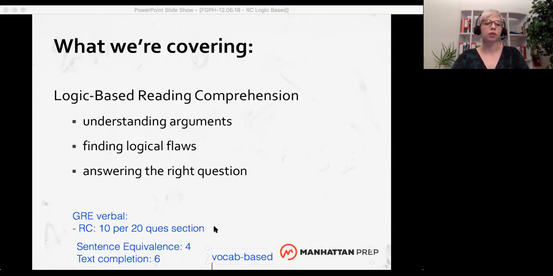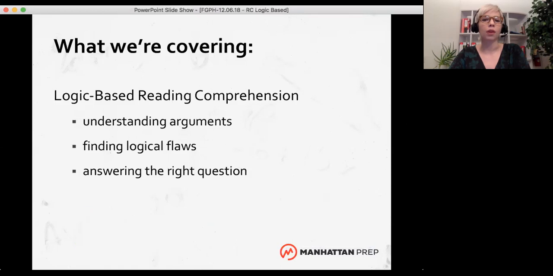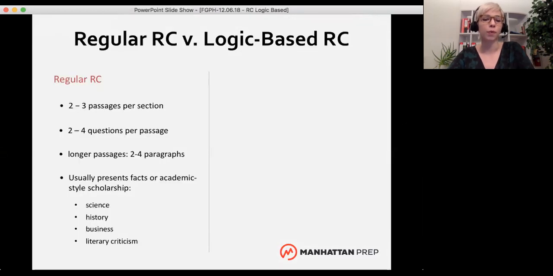And then reading comprehension is kind of a wide question type. There are lots of different types of reading comprehension questions, but we can categorize those, broadly speaking, into 2 groups. We're looking at regular reading comprehension and logic-based. When I say regular, I mean those long passages that you get about science or history. They're typically 2 to 3 paragraphs long. It takes you a while to scroll through and read those.